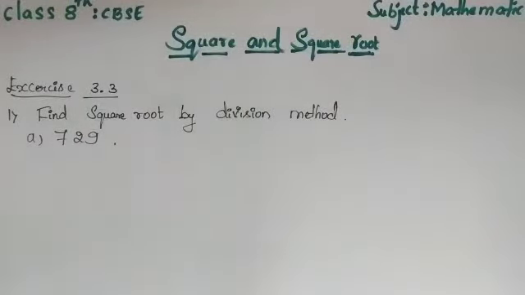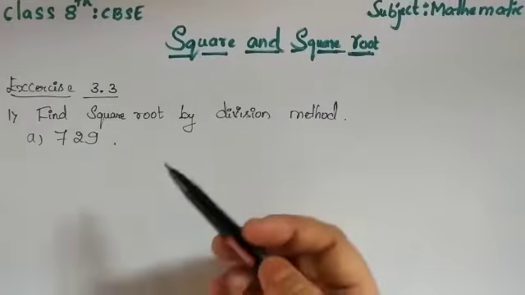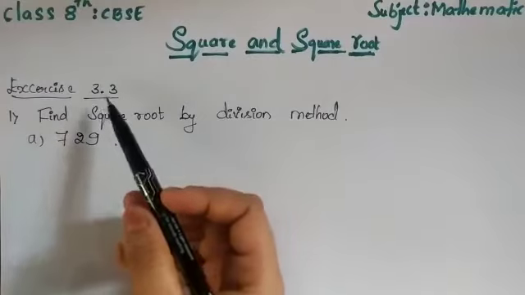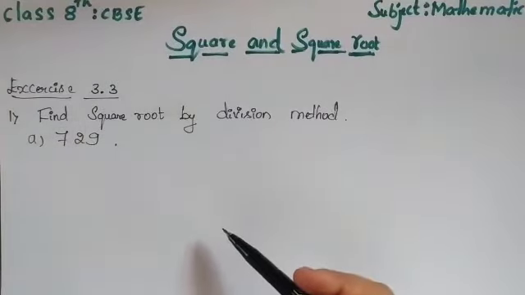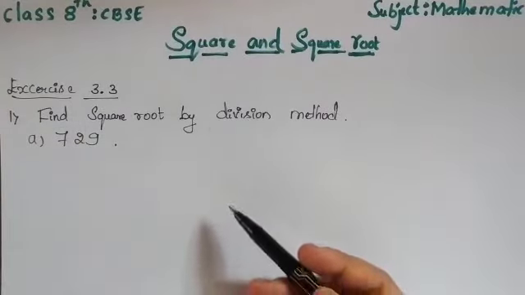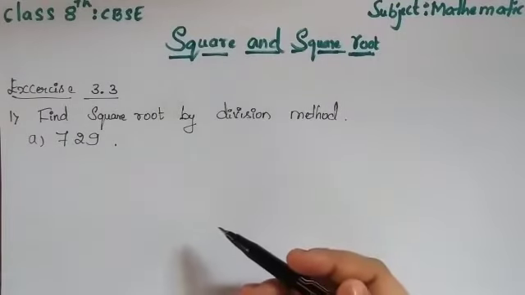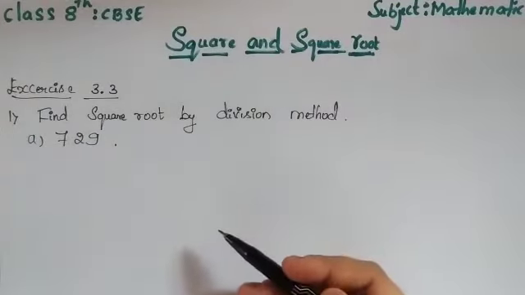Hello students. In the previous class under the square and square root chapter, we learned a method called the long division method. This method is used to find the square root of a number. Here, in the first question under Exercise 3.3, they have given: find the square root of the following by using the long division method. That is, you have to use the division method to find the square root of 729.